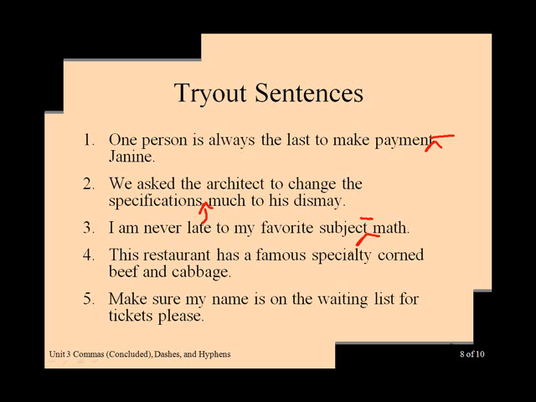This restaurant has a famous specialty, corned beef and cabbage. Do you hear it? They're done with the sentence, and then all of a sudden, they're telling you corned beef and cabbage is their famous specialty. Response to the sentence. So we're going to put a dash. Make sure my name is on the waiting list for tickets, please. That one's a very easy transition, very light.